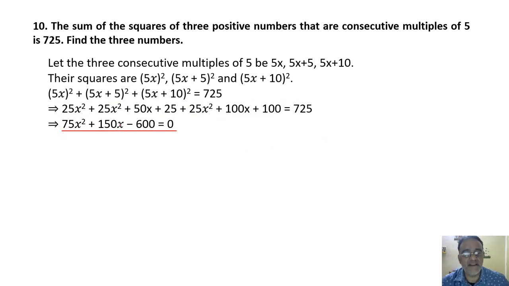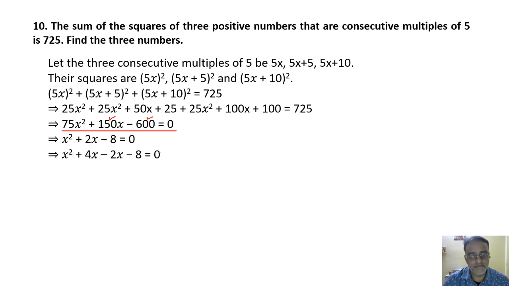Now divide all by 75. 75 into 2 and this is 75 into 8. So we are getting x square plus 2x minus 8 is equal to 0. Right. Now product is minus 8 and sum is plus 2. So 8 ka do factor ka difference 2 hona chahiye. 4, 2. So kyunki sum positive hai isliye plus 4 minus 2.